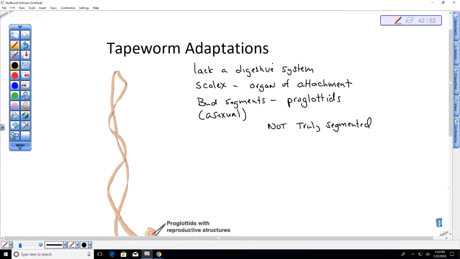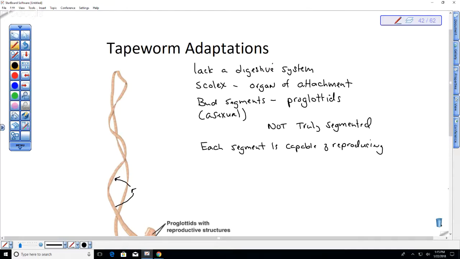The reason why they bud these segments is that each segment is capable of reproducing. Essentially, they are just egg factories. Each segment has both ovary and testes, and they release the sperm to the outside. For example, this segment right here could be releasing sperm, right? And if this is the only tapeworm in my intestine, then that sperm could come back into another segment and be used to fertilize the eggs in this segment.